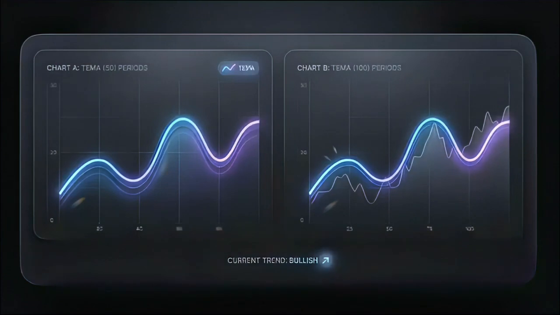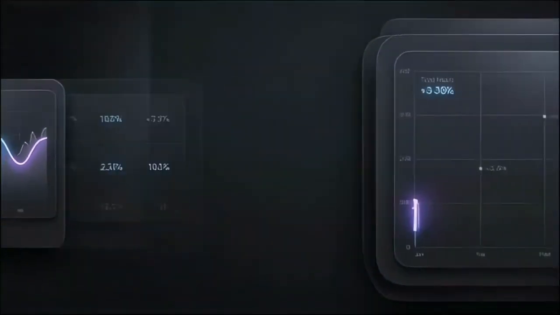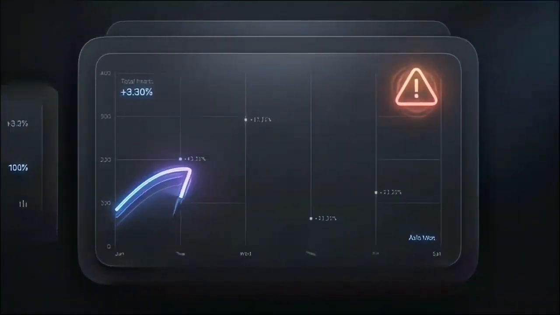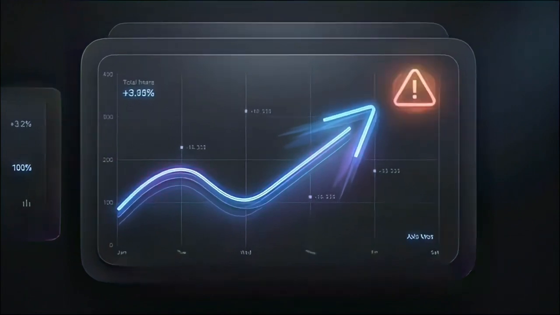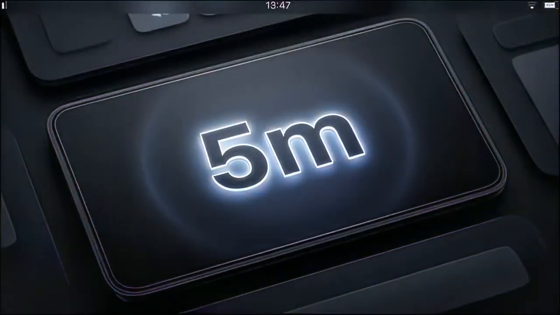By the end of this video, you will know exactly how to set up the Triple Exponential Moving Average on 2 charts, and exactly how to trade each one. It is the fastest reacting moving average most platforms give you, and that speed is both the reason to use it and the reason it can wreck you if you get the length wrong. Start with the 5-minute chart.